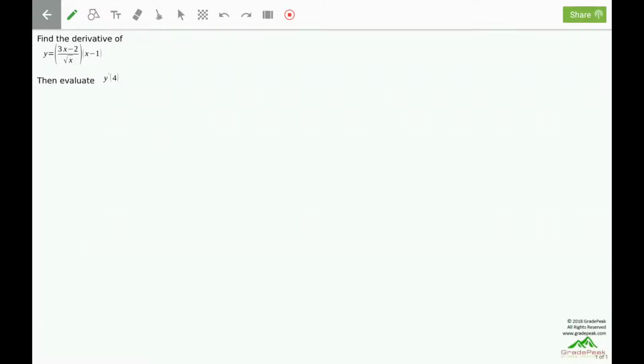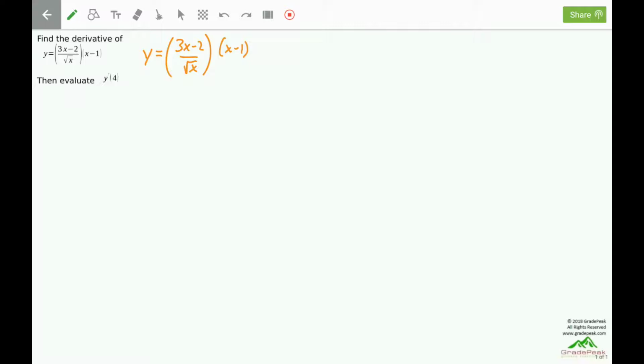Find the derivative of y equals (3x minus 2) over the square root of x, times (x minus 1), then evaluate y prime of 4. Y here is made up of the quotient of two functions, 3x minus 2 divided by the square root of x, and the product times x minus 1.